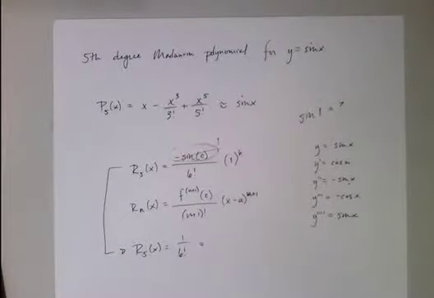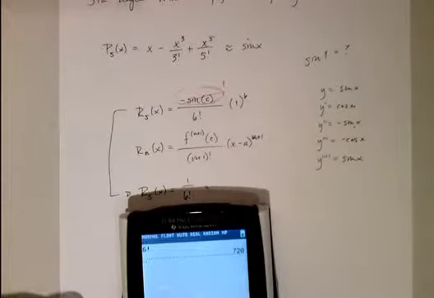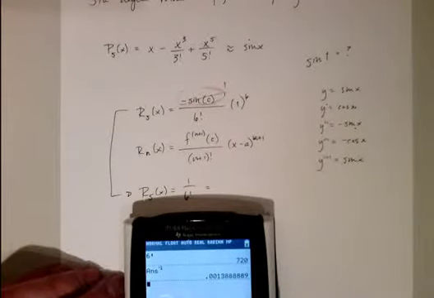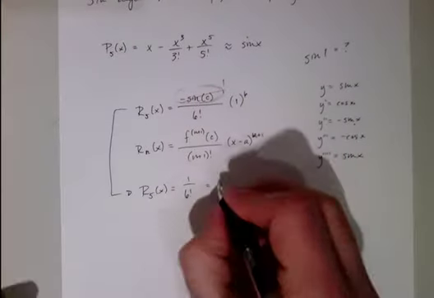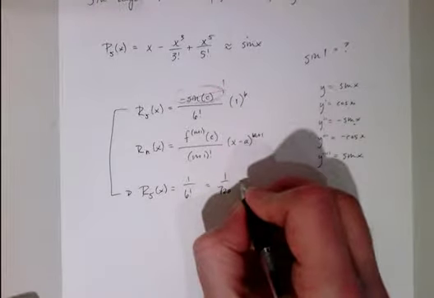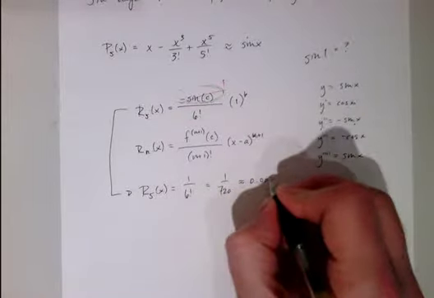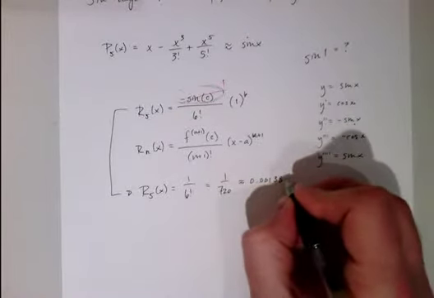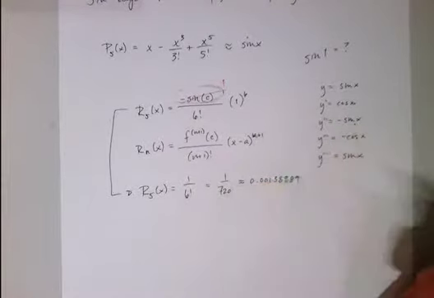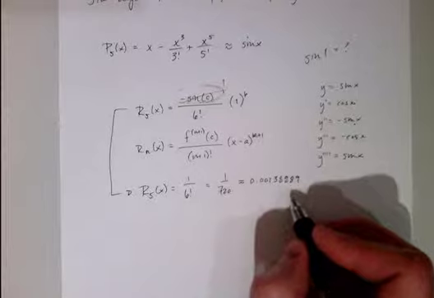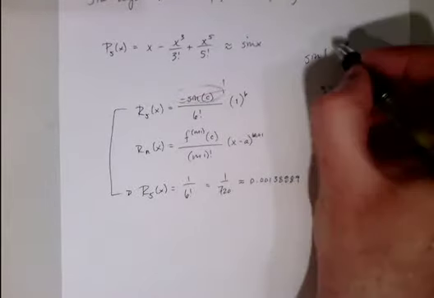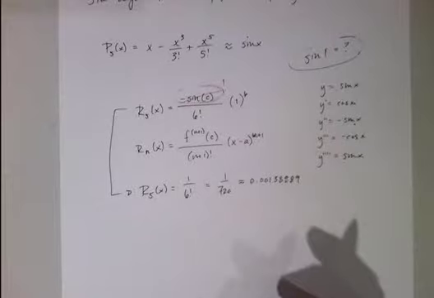Okay, and therefore if I go 6 factorial, I'm going to get 720, right? That should be a familiar number to us. And so what happens when I reciprocalize that? I get 0.00138889, that's 1 over 720, which is approximately 0.00138889. That is the maximum error that sine of 1 can have from what it actually is.